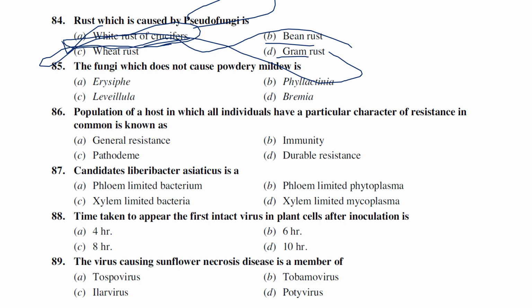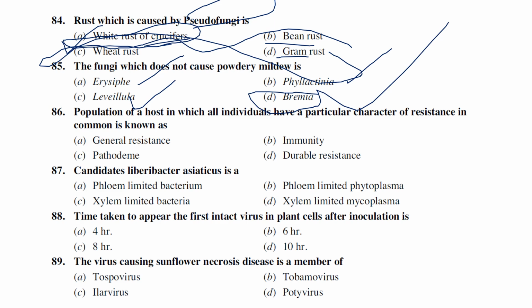The fungi which does not cause powdery mildew. Which of the following fungi does not cause powdery mildew? Okay, Erysiphe causes powdery mildew. Phyllactinia is also a powdery mildew genus. Leveillula is also a powdery mildew genus. Bremia is actually a downy mildew genus, which doesn't cause powdery mildew but causes downy mildew.